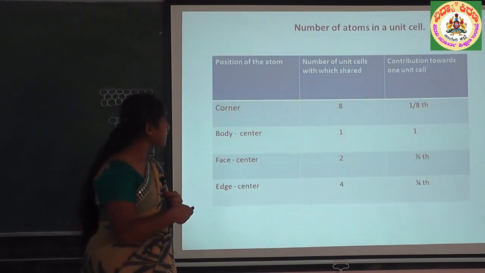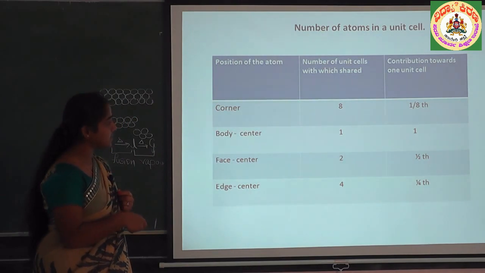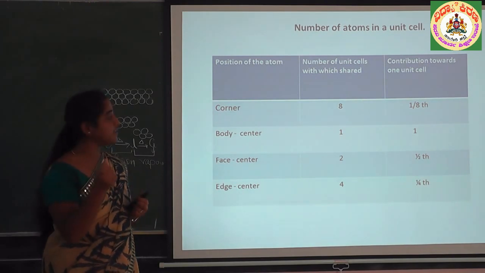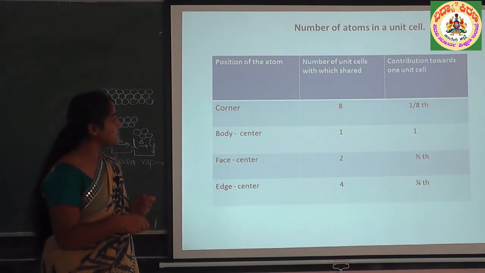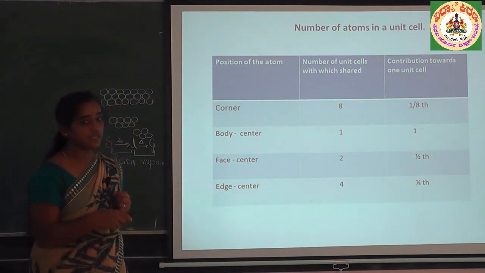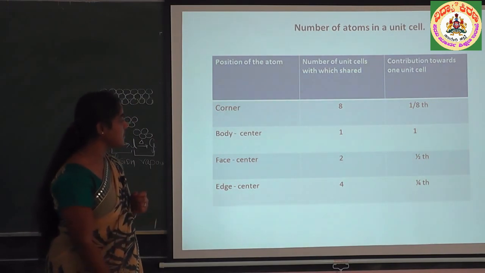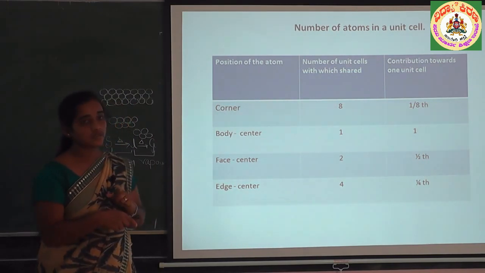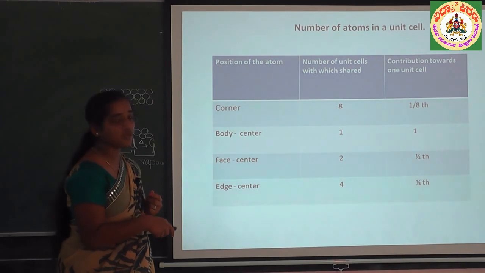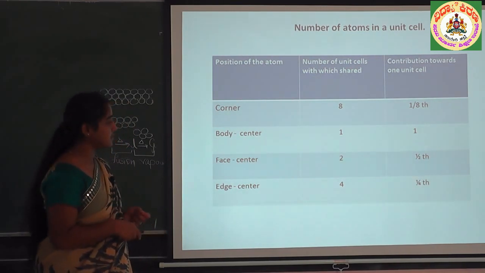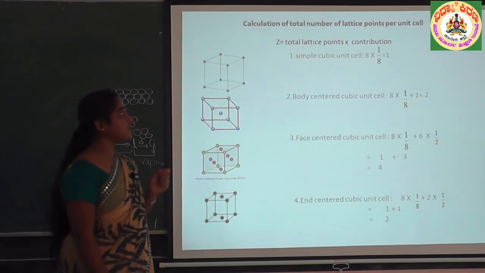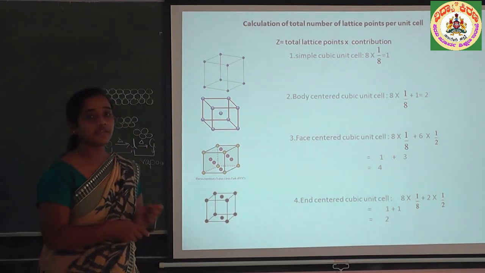Like that, in the body centered cubic unit cell, 8 are present at the corners and only one is present at the center of the body. So the number of unit cells with which it is shared is only 1, so the contribution is 1. In face centered, one constituent particle is common for 2 unit cells, so the sharing is 1/2. Then at the edge center its contribution is 1/4. Then the calculation of the total number of lattice points per unit cell is very, very important.